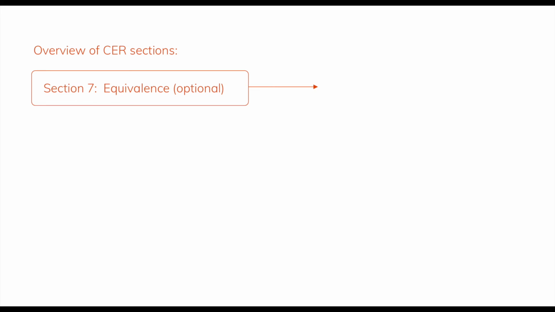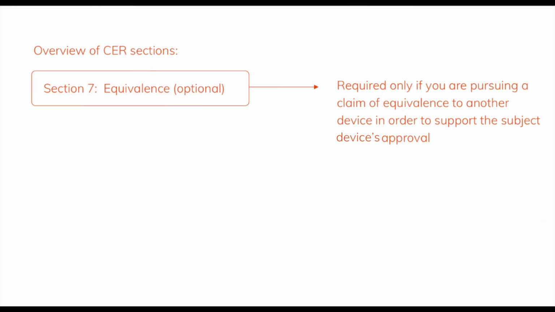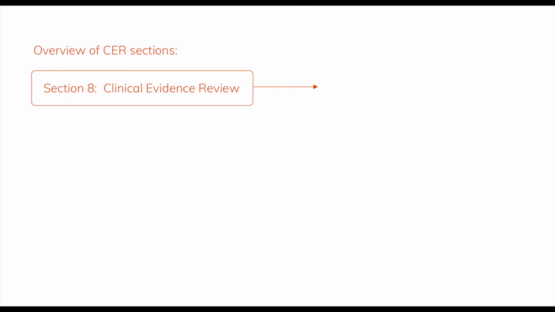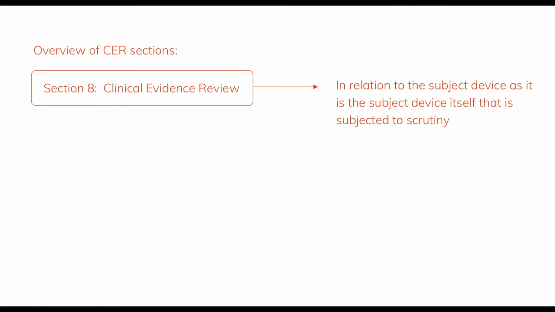Section 7 is optional and it's entitled Equivalence. So it's only necessary if you are pursuing a claim of equivalence to another device in order to support the subject device's approval. Section 8 presents a clinical evidence review in relation to the subject device. So this is where the subject device's safety and performance itself is subjected to scrutiny. And it includes not just an assessment of evidence in the published literature, but also an assessment of data from post-market surveillance and PMCF activities and pre-release testing that was done in relation to the device.